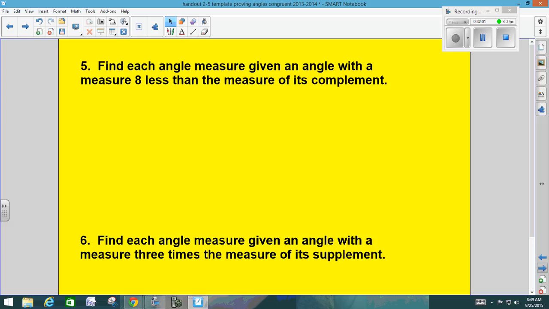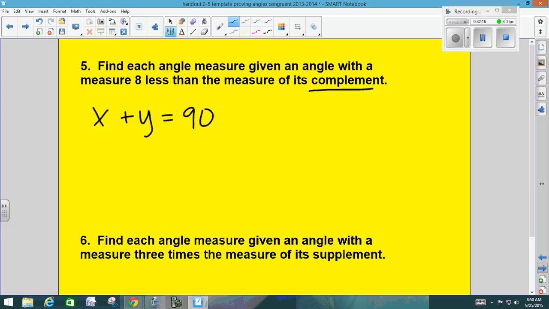The first thing I'm going to go based off of is that they're complements. What does it mean if two angles are complements? They add up to 90, right? Okay, I'm going to create an equation from that. Because they're complements, I know that angle X plus angle Y has to add up to 90 degrees.